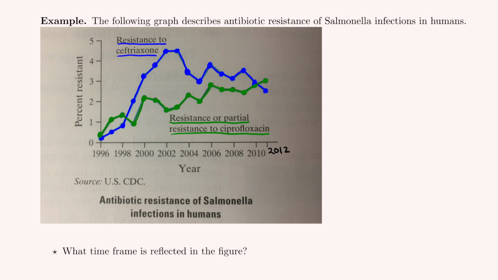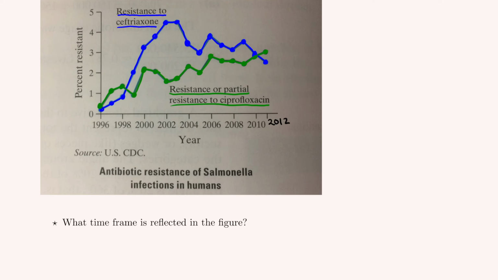Now let's look at our vertical axes. We see it is measuring the percent resistant, and we have values between 0 and 5. Now that we've familiarized ourselves with this graph and what it's representing, let's see how we can answer the questions. What time frame is reflected in the figure? Well, we can see it starts at the lowest value of 1996 and goes to 2012.